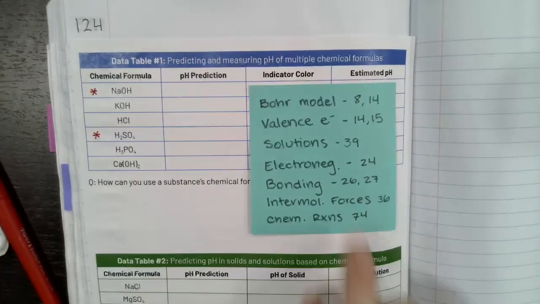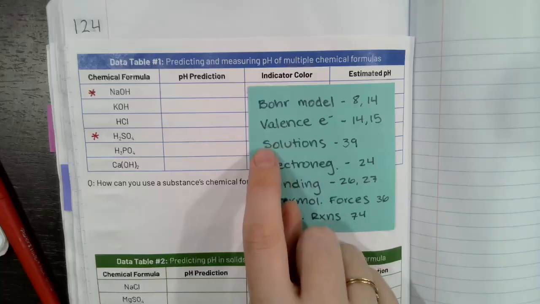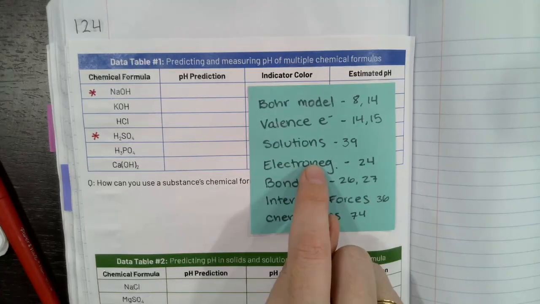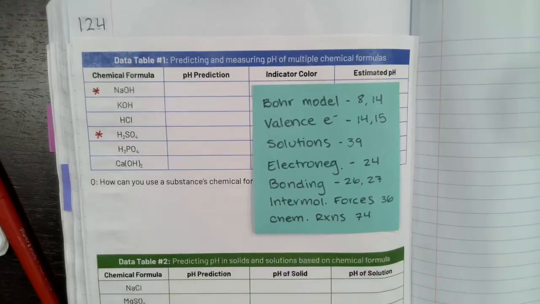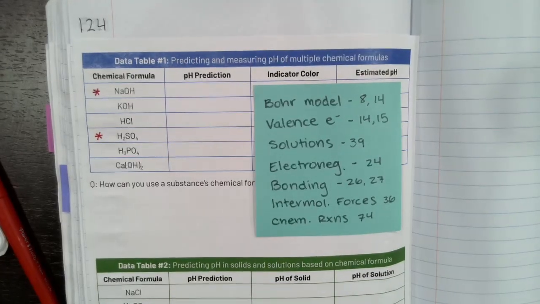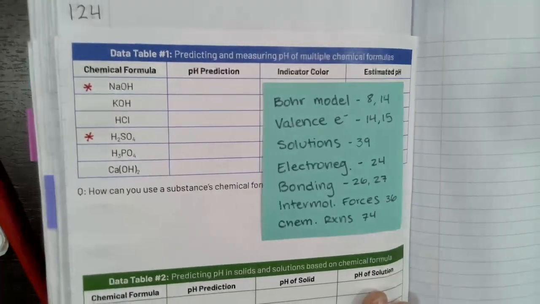You need to know how Bohr models work so that you can understand how valence electrons work. You need to remember how solutions work and electronegativity and how that connects to bonding and intermolecular forces and chemical reactions. Can I write all that down? I'll tell you what, I'll leave it on the screen for you. You may write it down, but I will also leave it there. Okay? All right, my dears.